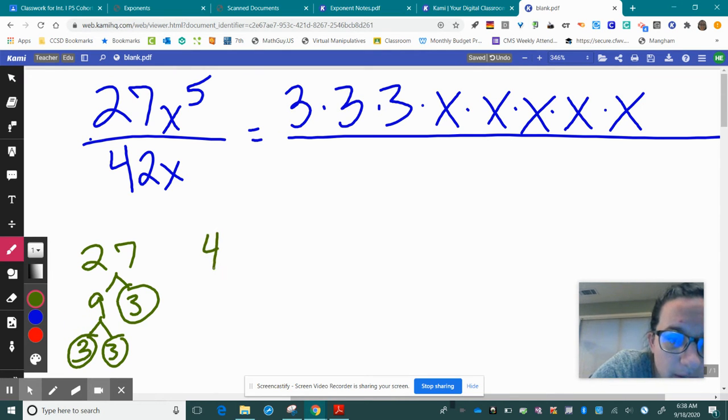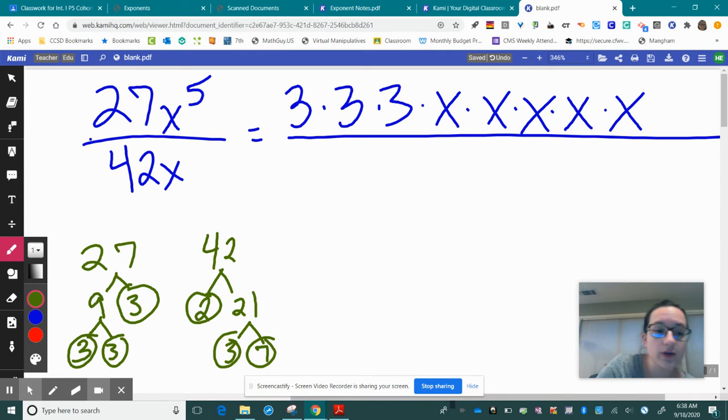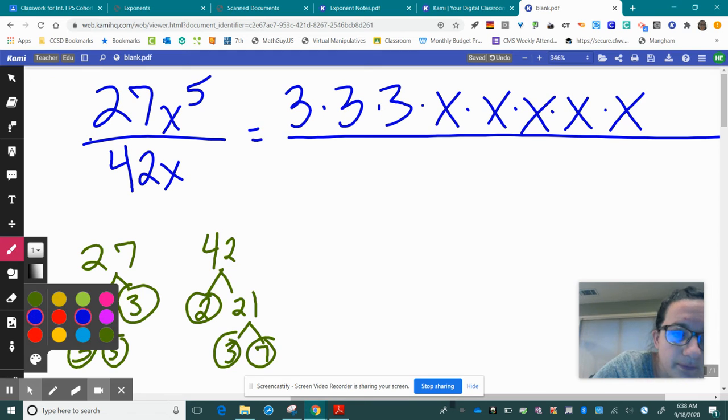Okay, so let's break down 42. One of the easiest. It's even. It can divide by 2. So 42 divided by 2 would leave us with 21. Cool. 21 can split into 3 and 7. Both are prime. There's our factor tree. So 42 could split into 2 times 3 times 7.